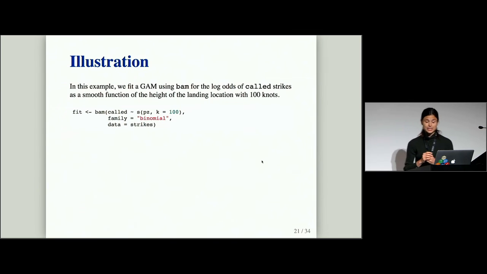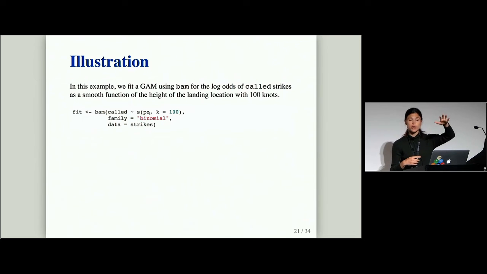The actual syntax, you can see from this example. So here I'm taking the strikes data frame that we constructed, and I'm using the BAM function to relate the called strike, the likelihood of a called strike out of strikes, to a smooth function of the height. So we saw that from that exploratory plot, it looked like there might be some relationship between the height location and whether or not it was a called strike. And then I'm specifying a binomial family just as I would with a GLM model. So you'll see a lot of commonalities with the GLM.